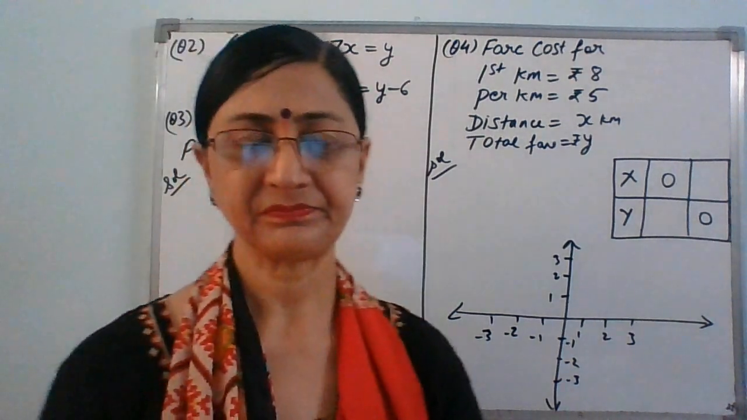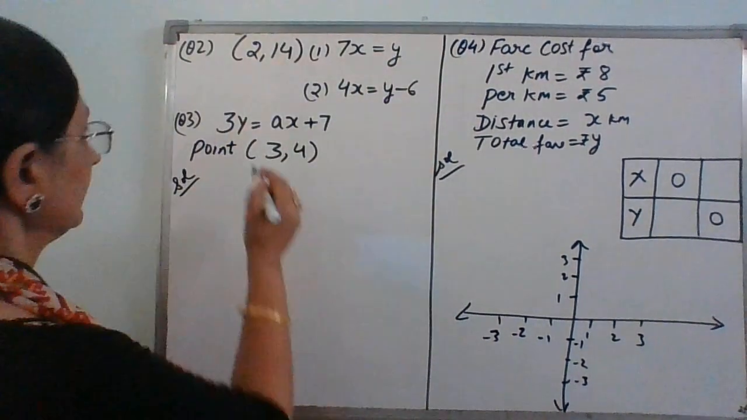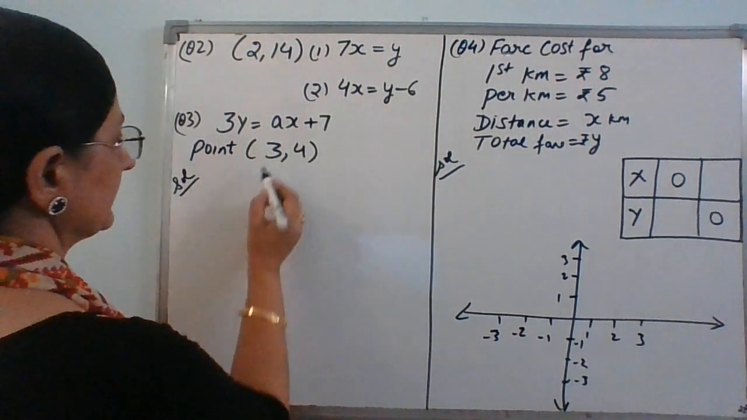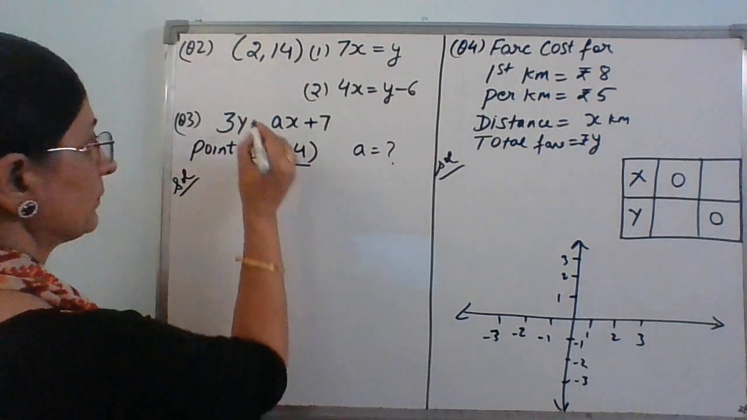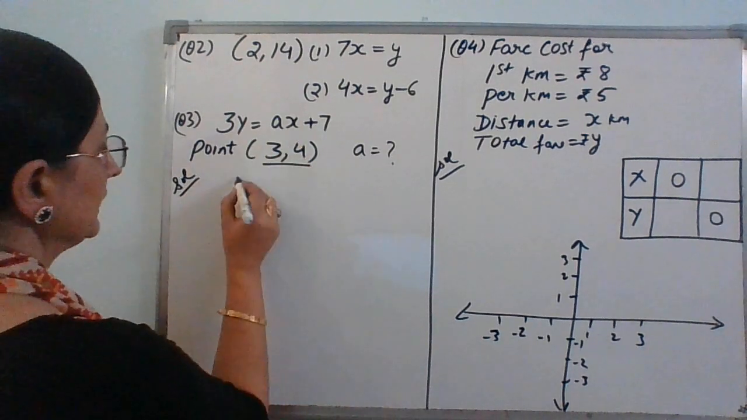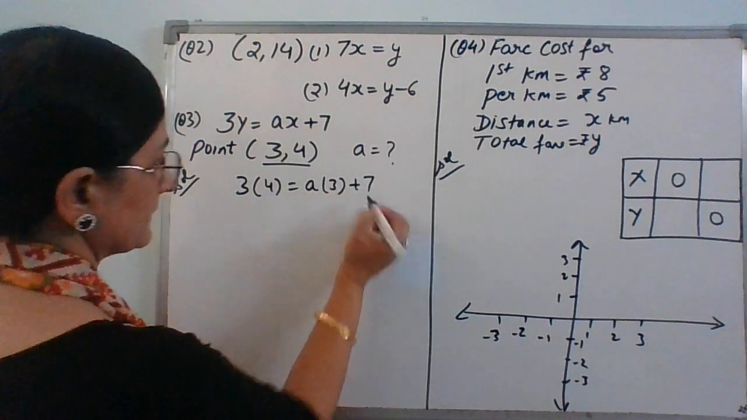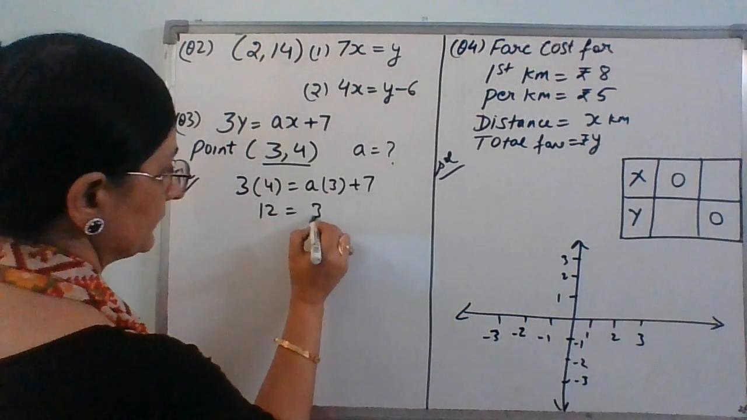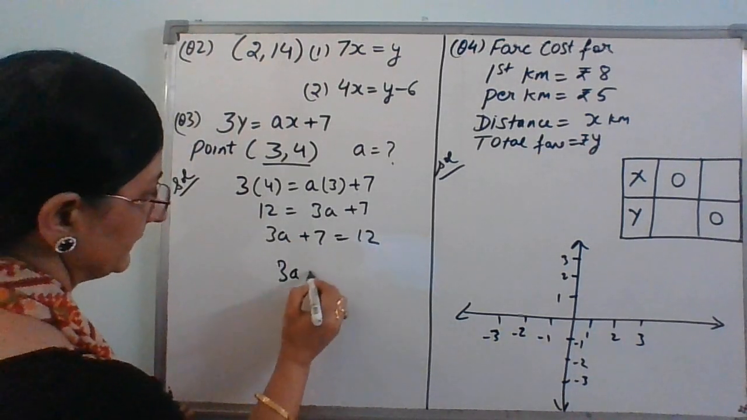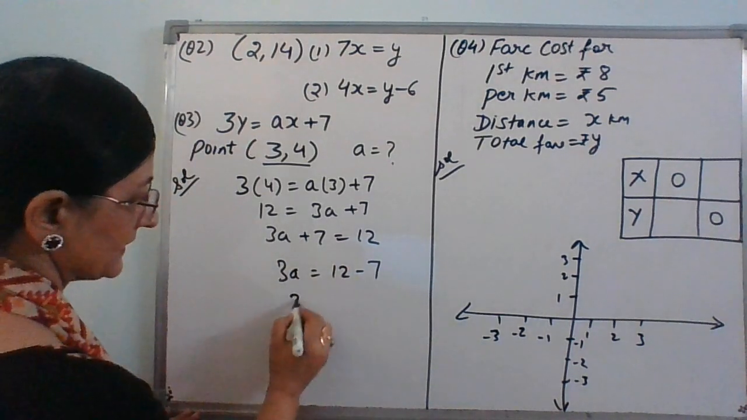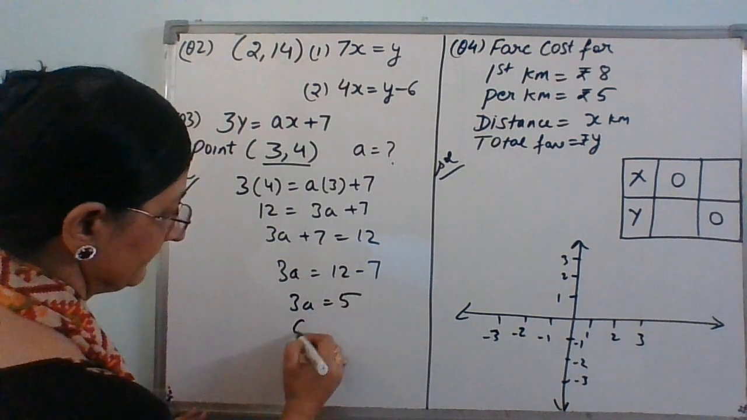Okay, now question number 3, right? Now question number 3 is this one. We have an equation of a line and this point satisfies it, and we have to find the value of a. Okay, so we can substitute the point here, x is 3 and y is 4. So let us do that. y is 4, x here is 3, and here is 7, right? Let us solve. 3 4s are 12, 3a plus 7. So 3a plus 7 equals 12. 3a will be equal to 12 minus 7. Change of sign, right? You have to change the sign when a number goes to the right side. Here it's 5. a will be 5.